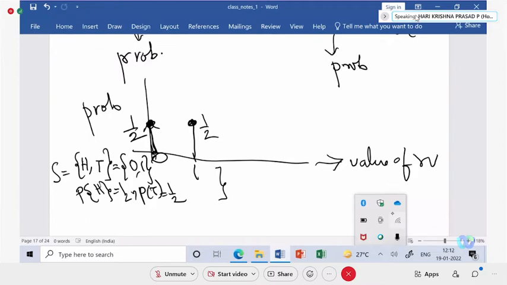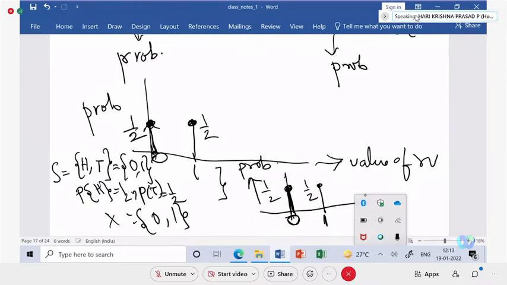When I want to show the value of the random variable along with its probability, I draw line segments corresponding to 0 and corresponding to 1, head and tail. The y-axis represents the probability of a possible outcome. Is it clear, please?